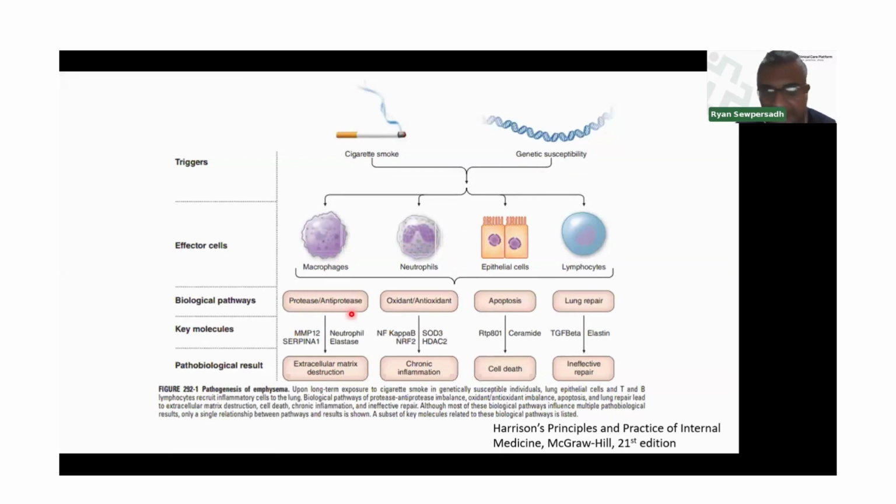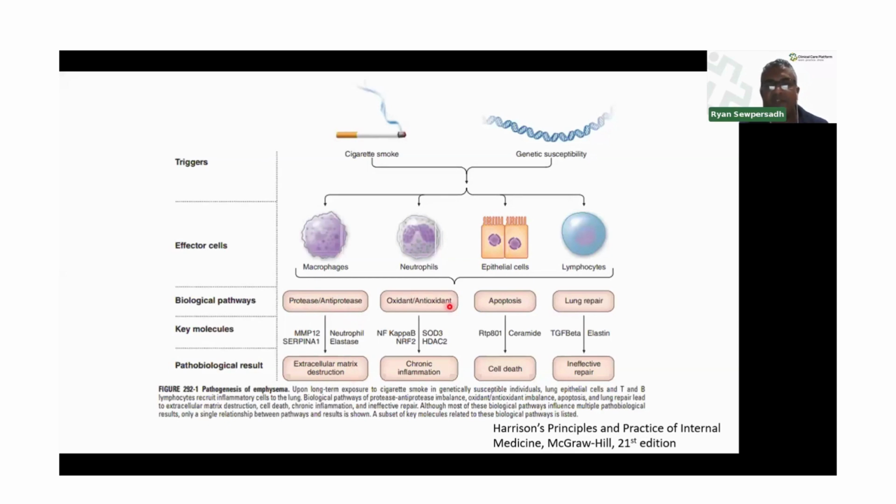So proteases are bad enzymes. They come in, they destroy the walls of the alveoli, and they basically predispose to air trapping because they destroy the alveolar walls. Antiproteases inhibit the action of the proteases. So to maintain homeostasis in a normal situation, the antiproteases are supposed to balance the proteases. But in COPD and emphysema, the proteases dominate. The antiproteases are inhibited, and so we have destruction of the alveolar walls and hence air trapping. The net result there is an extracellular matrix destruction.